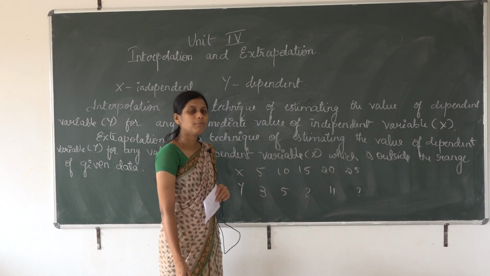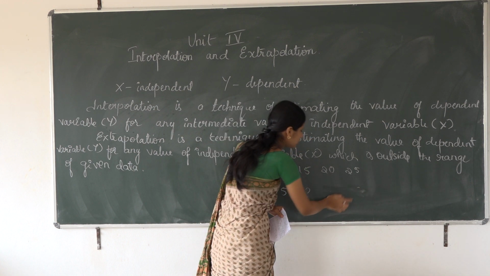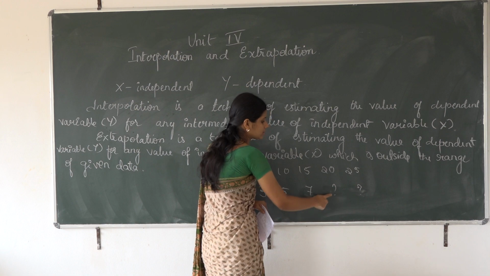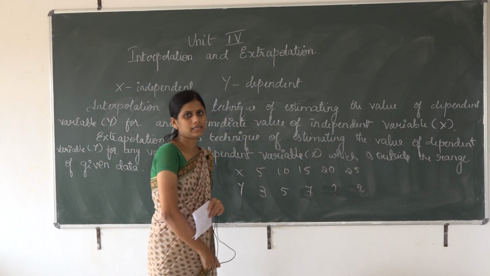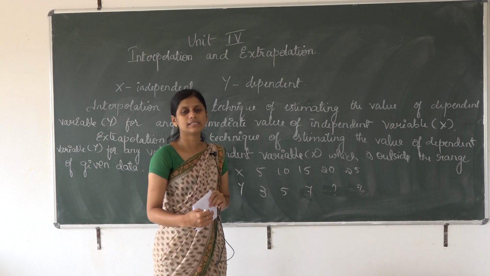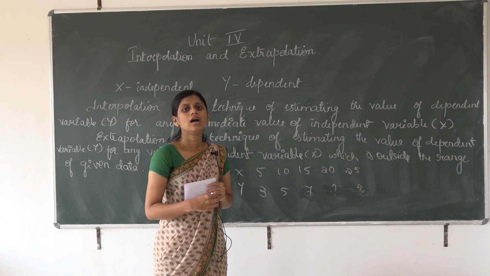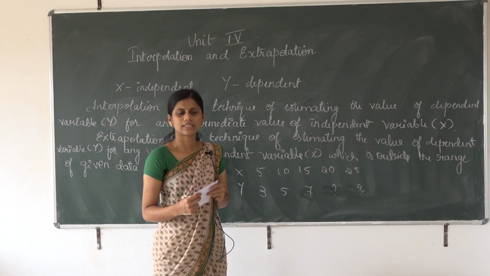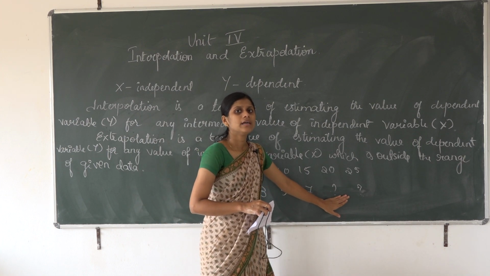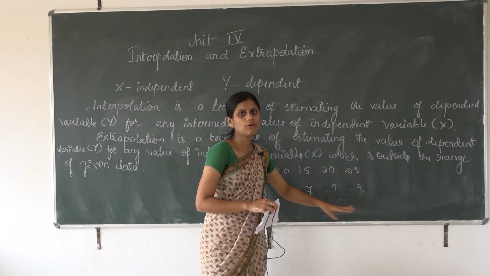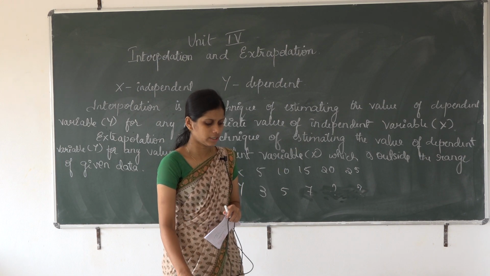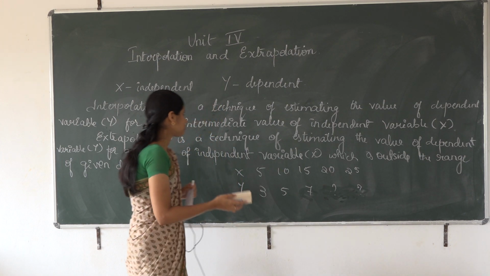This can be done. But if there are two consecutive missing values, one after the other, then you can't apply this interpolation and extrapolation. So the third assumption says that there should not be two consecutive missing values.